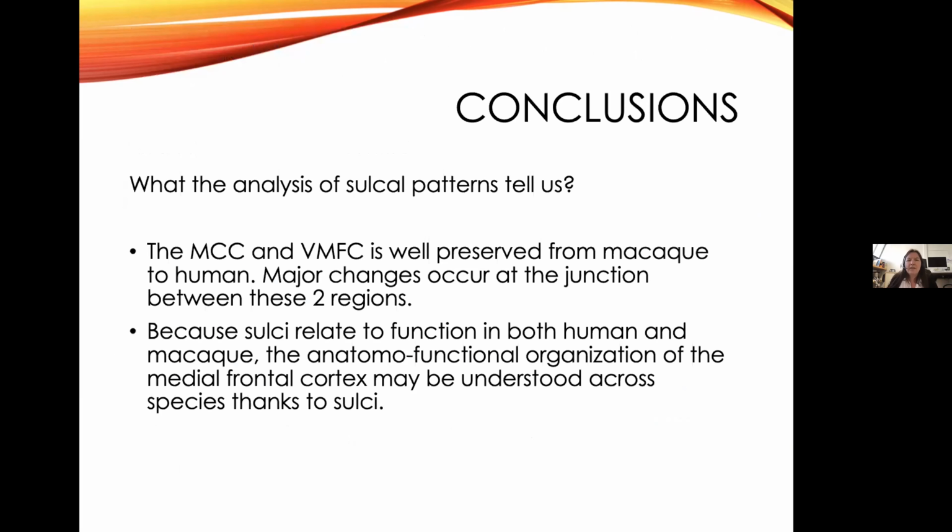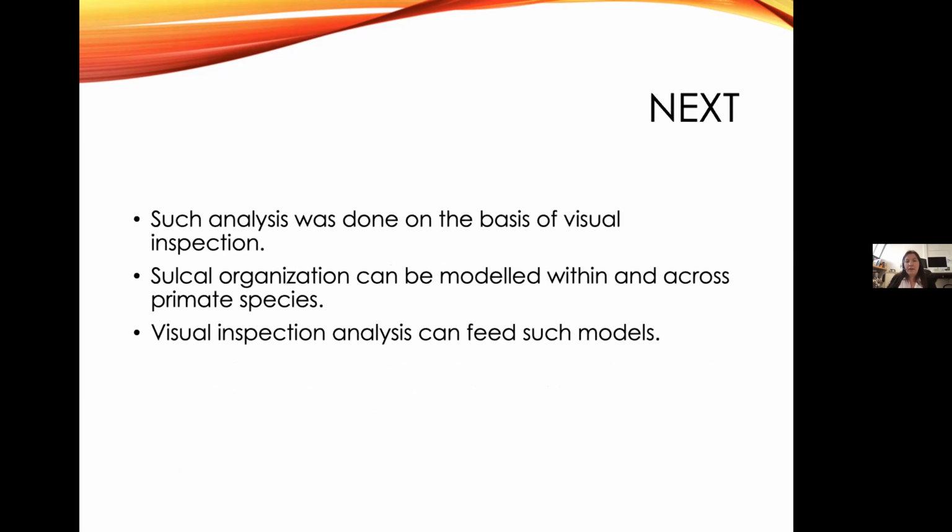So what the analysis of sulcal patterns told us is that the MCC and the ventromedial frontal cortex are well preserved, and that major changes occur at the junction between these two regions. And this is interesting because what we know from other studies is that sulci relate to function in both human and macaque. So we can use all this information to infer the anatomofunctional organization of this region across primates, thanks to sulci.